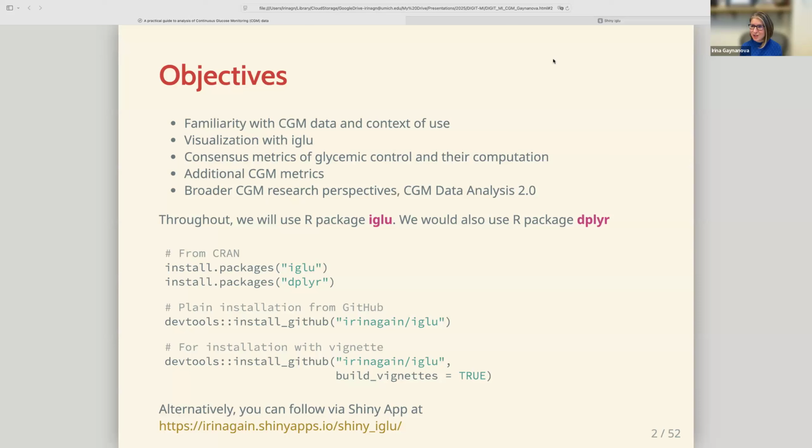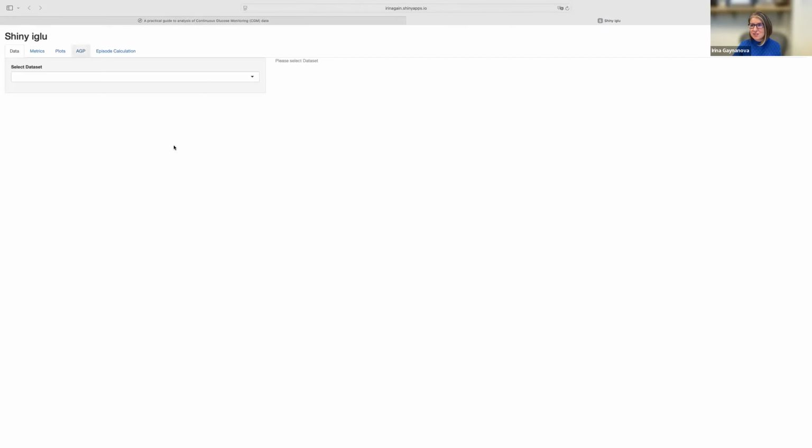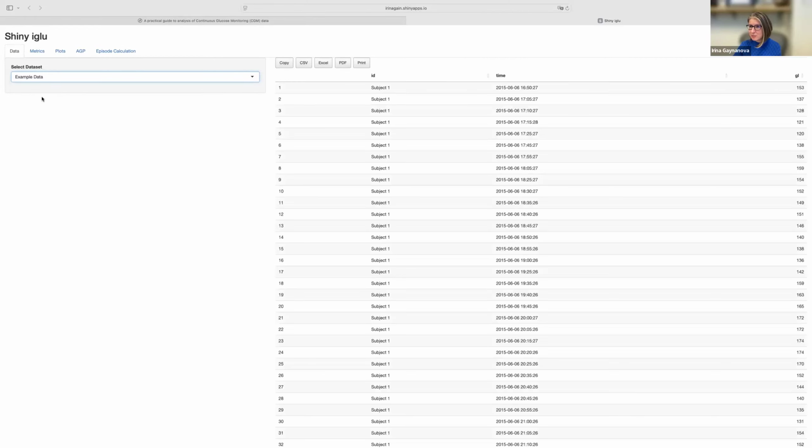For those of you who would like to follow along, the package is in R, and I will have all the code in the slides that we're going to use. If you are not an R user, there is a link over here to the Shiny app, and I have it preloaded right here. So basically, this is a web-based graphical user interface. It is free and open to the public. It has example data from 5 subjects, and it's just point and click for various plots and metrics that you can try as I go along.